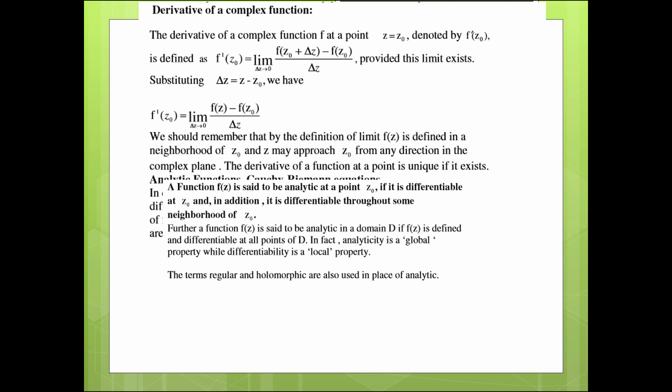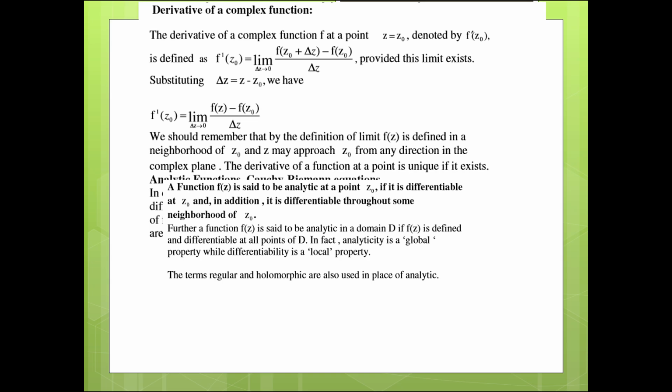Next one, derivative of a complex function. The derivative of a complex function f at a point z equal to z naught, denoted by f dash of z naught, is defined as f dash of z naught equal to limit delta z tends to 0 of f of z naught plus delta z minus f of z naught divided by delta z, provided this limit exists. Substituting delta z equal to z minus z naught, we have f dash of z naught equal to limit z tends to z naught of f of z minus f of z naught divided by z minus z naught. We should remember that by the definition of limit, f of z is defined in a neighborhood of z naught, and z may approach z naught from any direction in the complex plane.